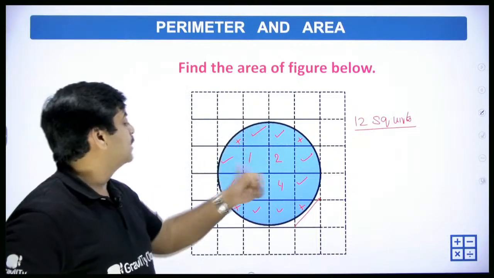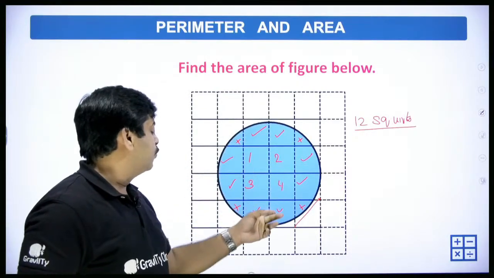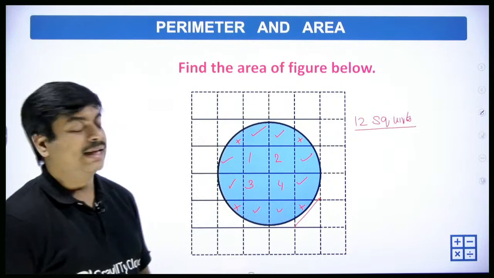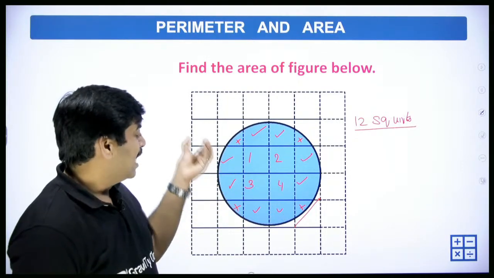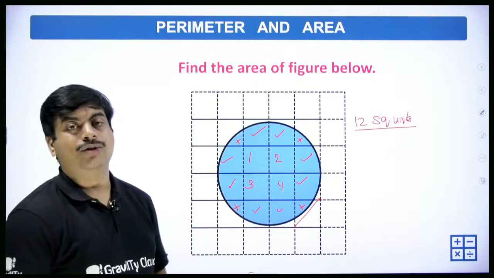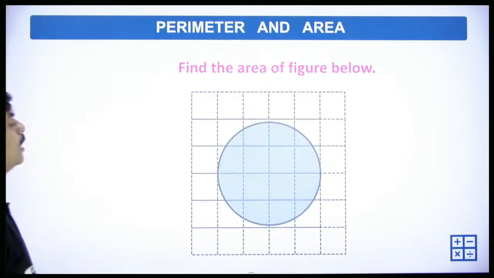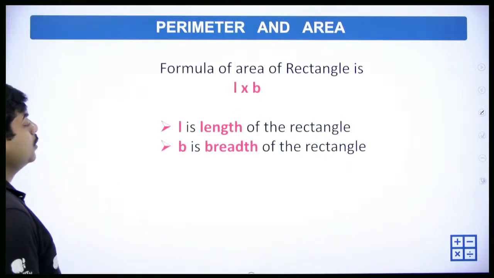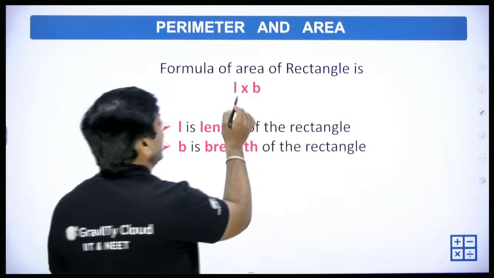1, 2, 3, 4, 5, 6, 7, 8, 9, 10, 11, 12. Right? So that's it. So the rest of the things which are very less than half will not be included. Okay. The next one. So formula for finding the area of rectangle.